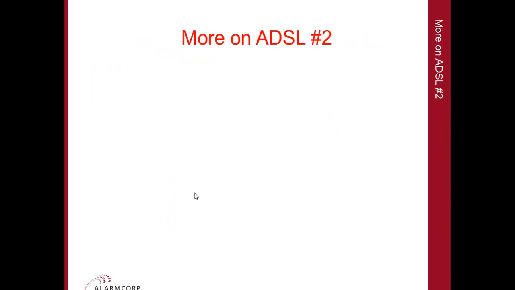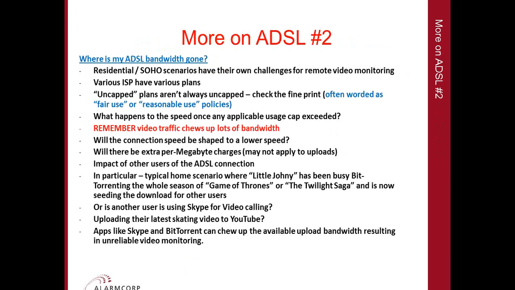Okay, more comments on ADSL2. Where is my ADSL bandwidth gone? Now, this is more in the context of residential or small office, home office scenarios, which have their own challenges for remote video monitoring. Typically, these will be going to an ISP, whether it's BigPond, whether it's TPG or Dodo, or others. Now, various ISPs have various plans, and uncapped plans aren't always uncapped. Check the fine print. These might often be worded as fair use or reasonable use policies. So what will happen to the speed once any applicable usage cap is exceeded?